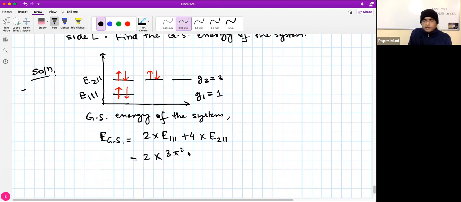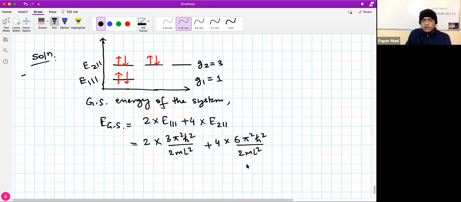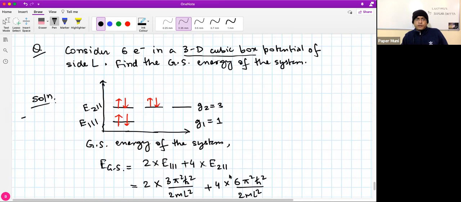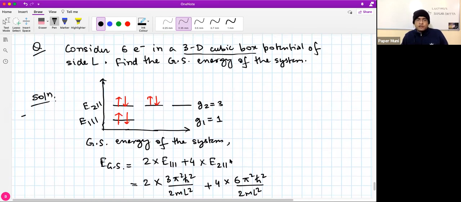So if you write this, this will be 3 pi square h-cut square by 2 m L square plus 4 into 6 pi square h-cut square by 2 m L square. If you solve them, you get 6 plus 24, 30, 30 by 2. So this is 15 pi square h-cut square by m L square. This is the answer to our question. If you want to calculate the first excited state, you can take it as homework and calculate the first excited state of this system.